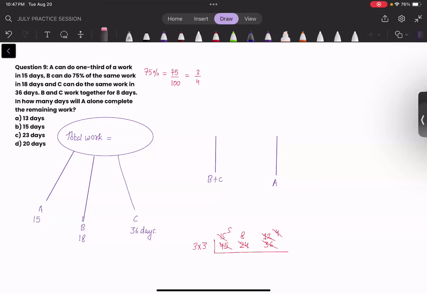My dear, the diagram is for total work. The diagram is not for 1/3 work. So tell me, what correction will I have to do? This 15 is the value for 1/3 work. So what is the value for total work? 1/3 work, 15 days. Total work, 15 into 3, 45 days.